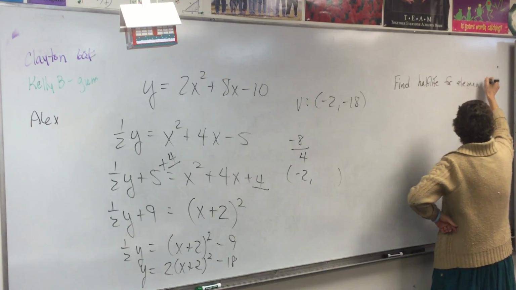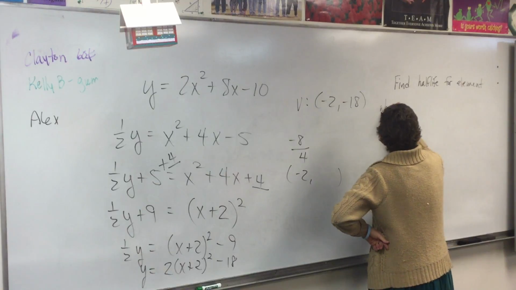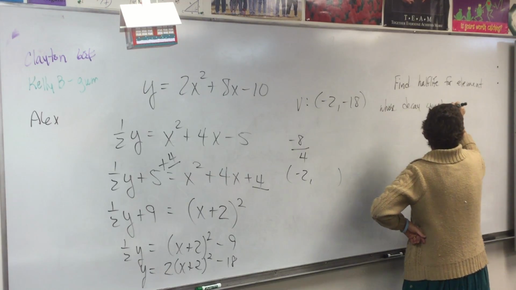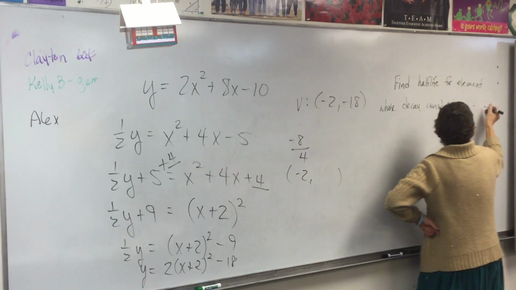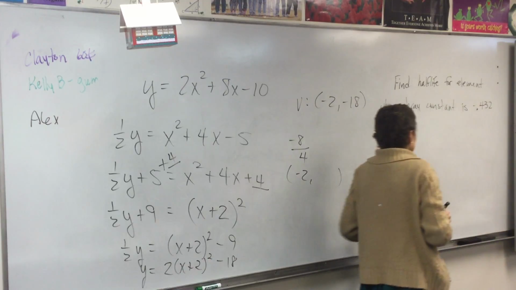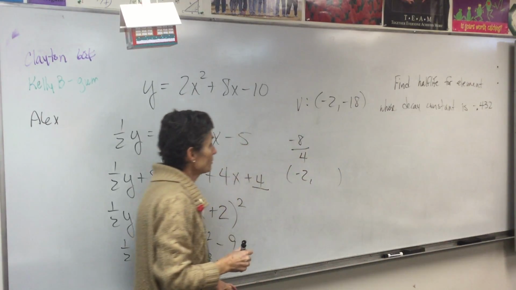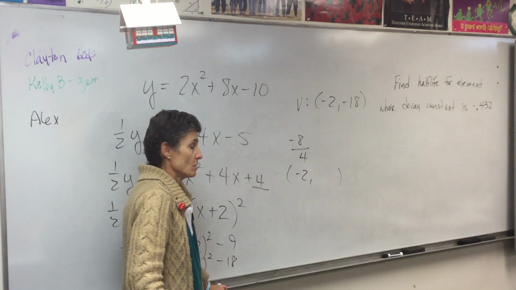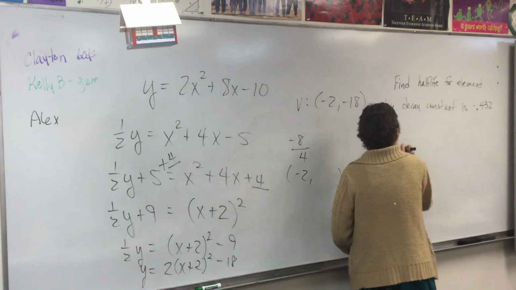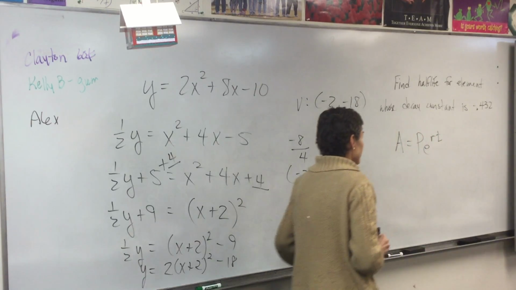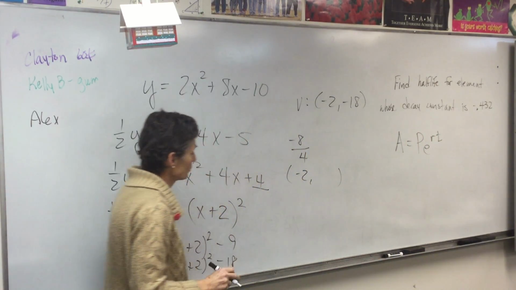For an element whose decay constant is -0.432. Alright, so here we go. We're going to find the half-life. So, first of all, this is going to be a PERT. Anything that's not money is a PERT. This isn't money, so it's going to be PERT.